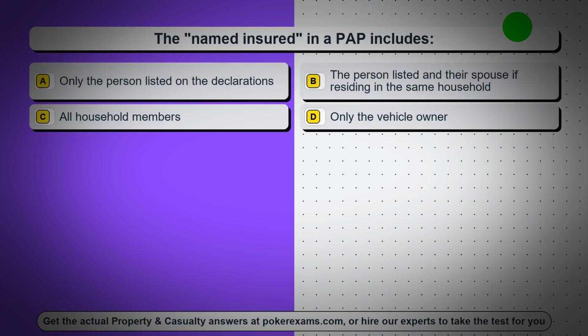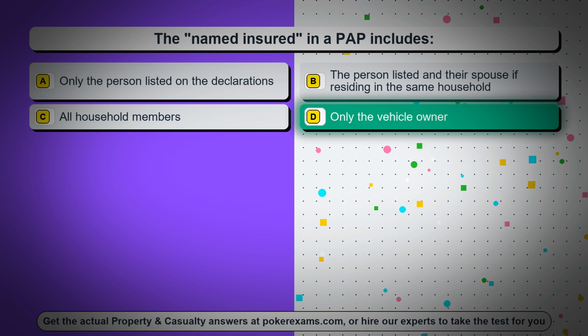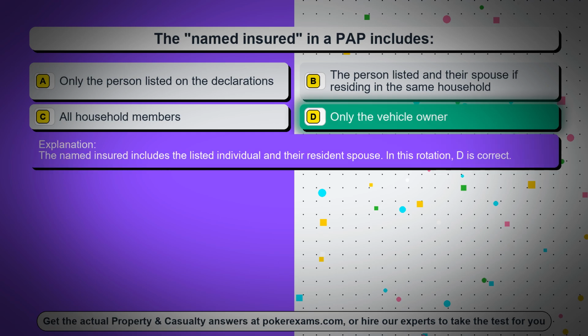Question 30. The named insured in a PAP includes: option A, only the person listed on the declarations. Option B, the person listed and their spouse if residing in the same household. Option C, all household members. Option D, only the vehicle owner. The correct answer is option D, only the vehicle owner. The named insured includes the listed individual and their resident spouse. In this rotation, D is correct.